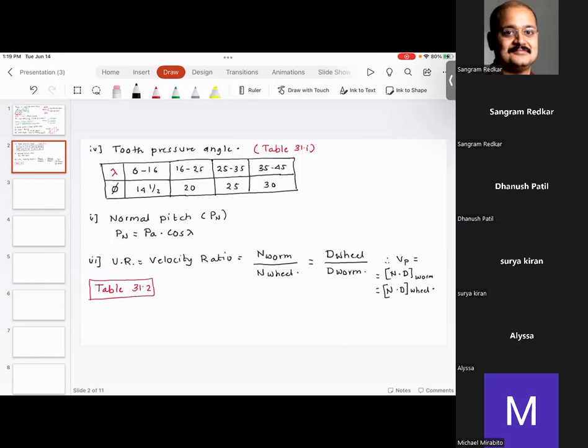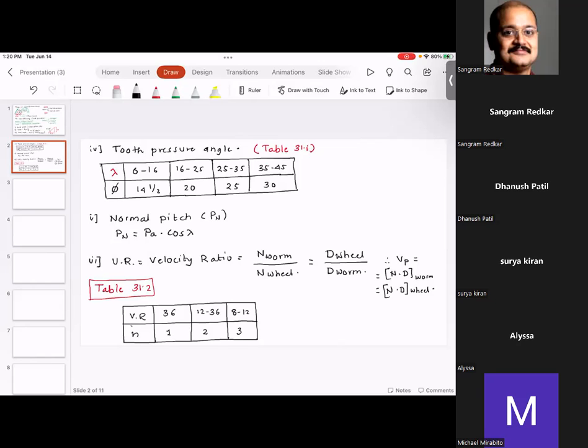And in table 31.2, you have velocity ratio versus number of starts. So velocity ratio, number of starts, you have 36, 1, 12 to 36, 2, and now sometimes this is a little bit confusing, and I'll explain to you why.